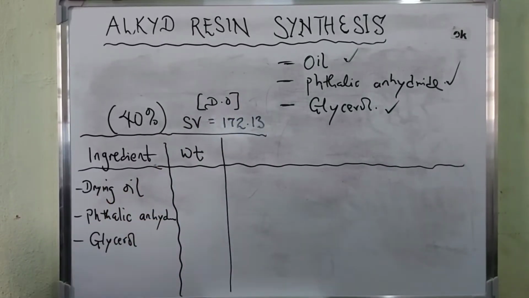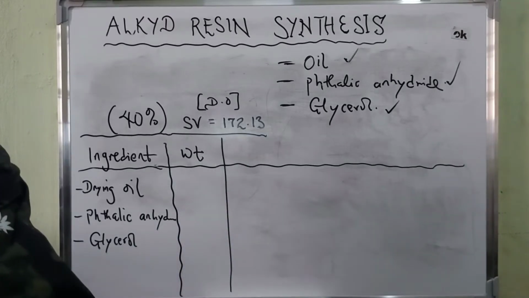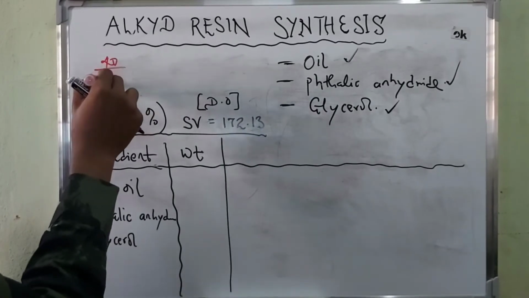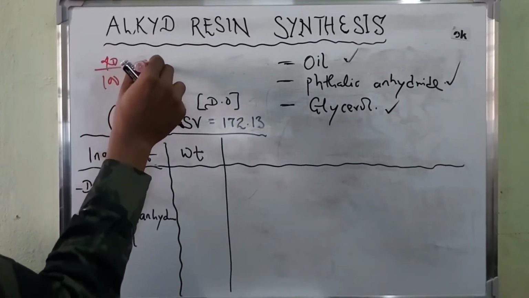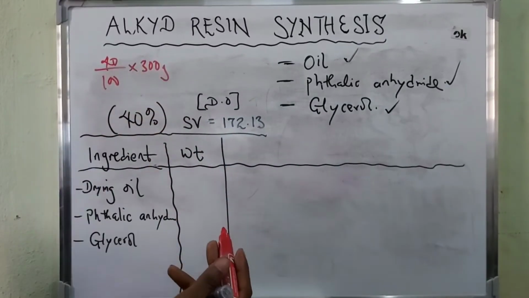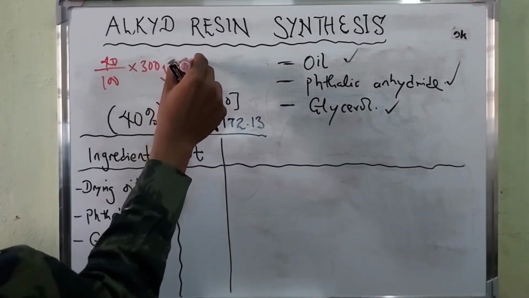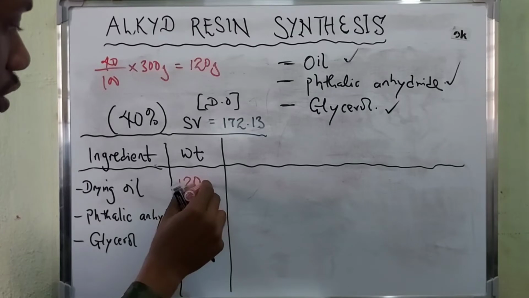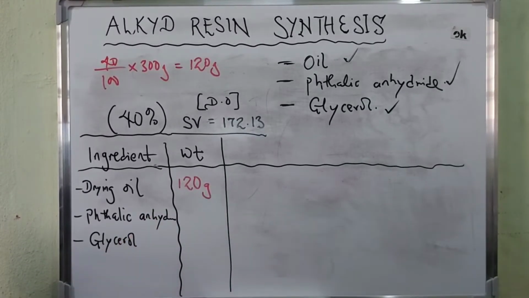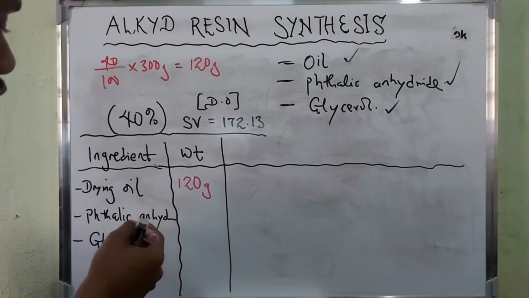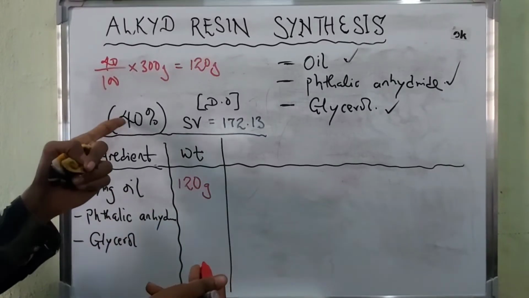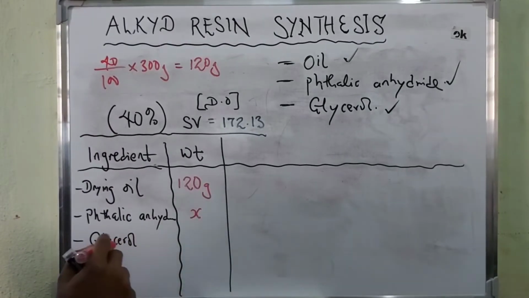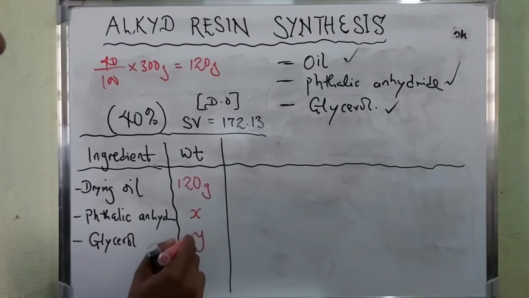So now the weight of the drying oil, remember, we calculated the weight of the drying oil and found it was 120 gram. That's 40 over 100 times 300 gram. Remember, we want to synthesize an alkyd resin weight of 300 gram, and that gives us 120 gram of the oil. So here we'll have the drying oil weight to be 120 gram. Now the anhydride, benzene 1,2-dicarboxylic acid, we don't know the weight that we would be employing for a 40% alkyd resin. We could call this X. We're going to determine that. And also for glycerol, we don't know it.